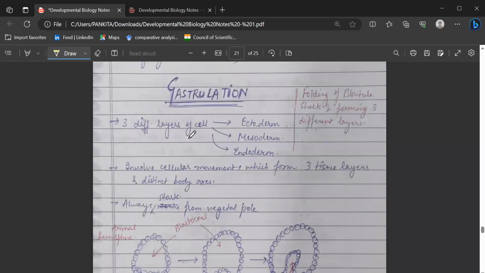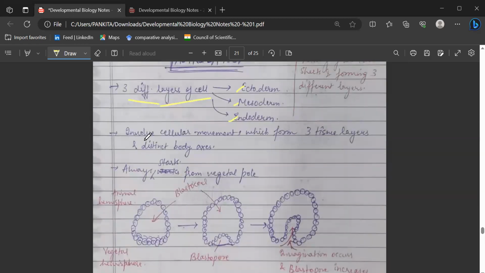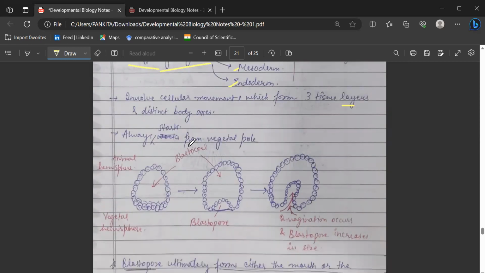Then moving on to gastrulation. In this case, the germ layers are produced. 3 different layers of cells, which are the ectoderm, mesoderm, and endoderm, are produced in the process of gastrulation. During gastrulation, the folding of blastula sheets occurs, which forms the 3 different layers. The process of gastrulation involves cellular movement, which forms 3 tissue layers and distinct body axes.